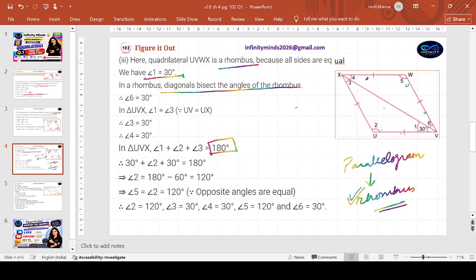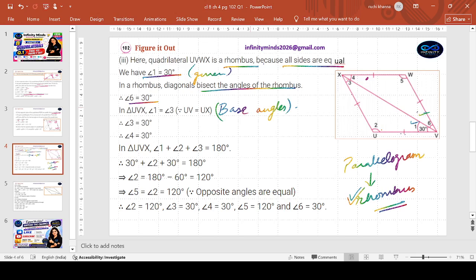Okay, let's quickly take a reading of the answer slide that has been put up. So all sides are equal makes it a rhombus. Angle 1 given to be 30 degrees. In a rhombus, the diagonal bisects the angle. So we shall get angle 6 also to be equal to 30 degrees. These two done. Now angle 1 equals angle 3, since the sides are equal. You could include the word base angles also next to this. Angles opposite equal sides. So you will get this also to be 30 degrees.